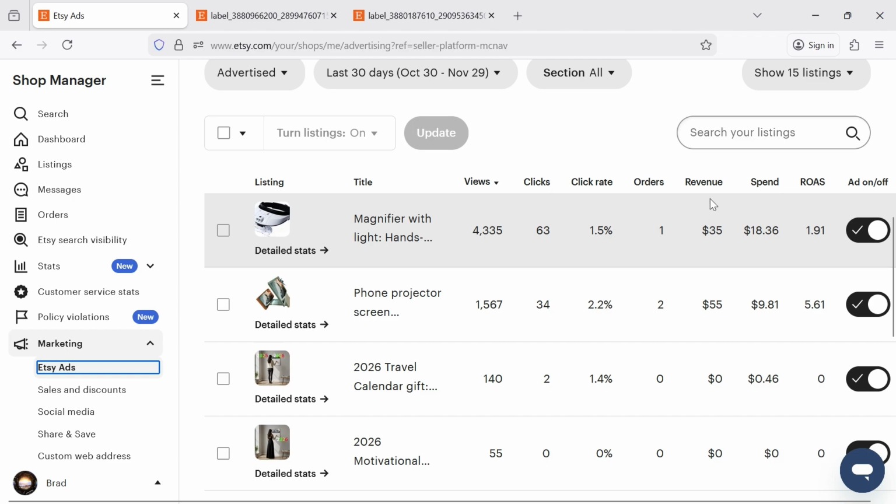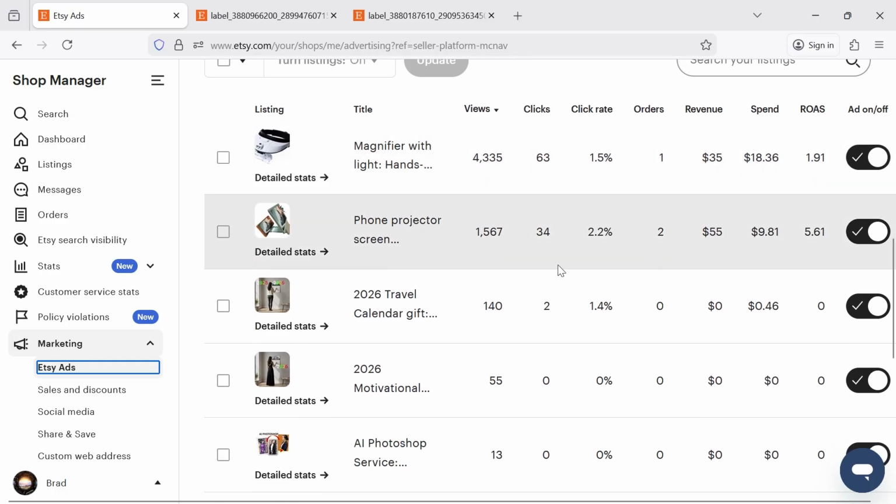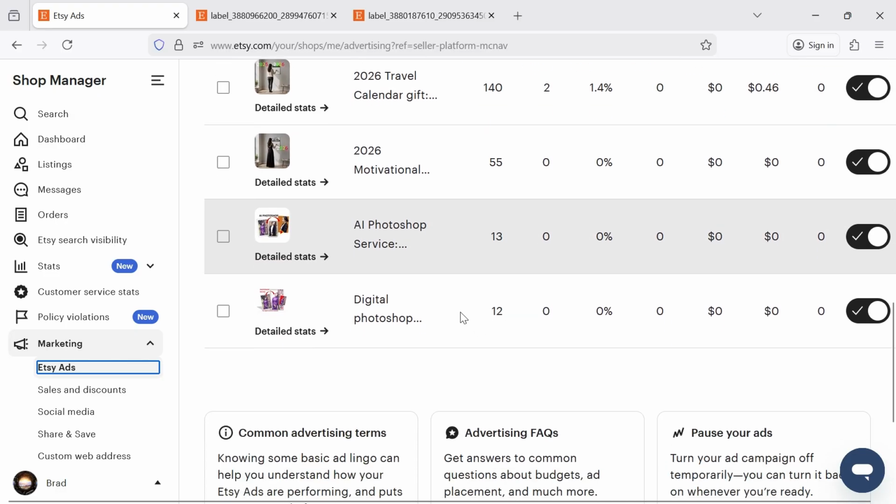You can look at how many people click the view, and typically 1 to 2% is the click-to-impression rate. An impression is when somebody sees your thumbnail, and when they click, that's the 2%. So this is very important for you to know.